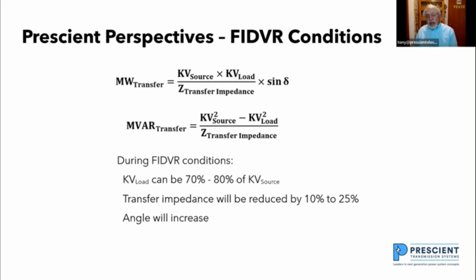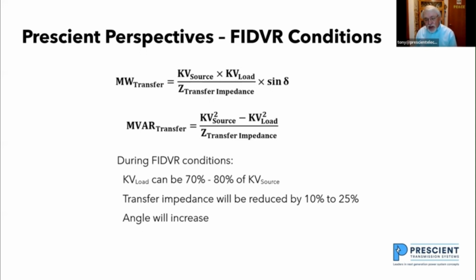So when I'm looking at fault-induced delayed voltage recovery conditions, the load voltage would be 70 to 80%. The transformer impedance would be reduced because what I'm doing is changing the impedance of the load. As I'm reaccelerating the motors, the impedance of the motors is different, and the angle is going to increase. But it's still the same equations, and these equations are somewhat simple to look at.